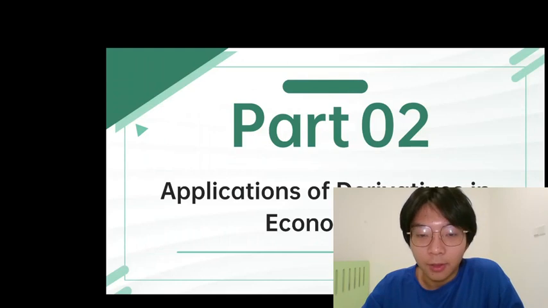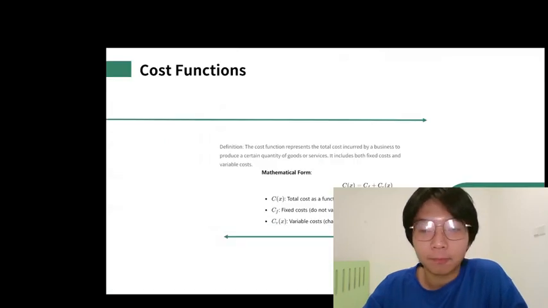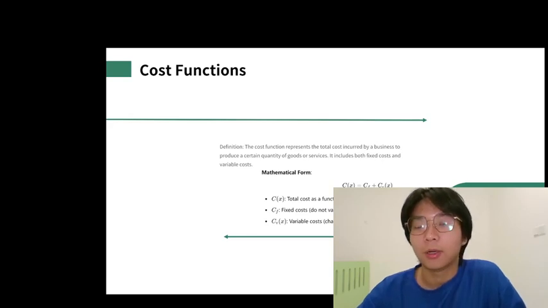Applications of derivatives in economics. First is the cost functions. The definition: the cost function represents the total cost incurred by a business to produce a certain quantity of goods or services. It includes both fixed costs and variable costs. Its mathematical form is C(x) = CF + CV(x). C(x) is the total cost as a function of quantity x, CF is the fixed cost, and CV(x) is the variable cost.